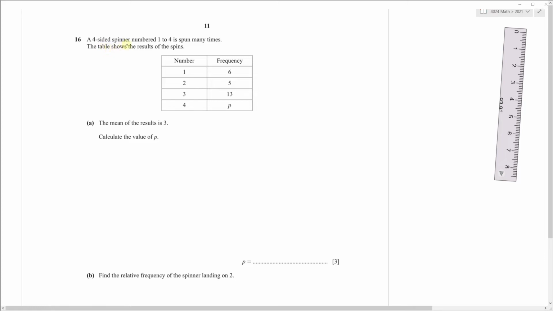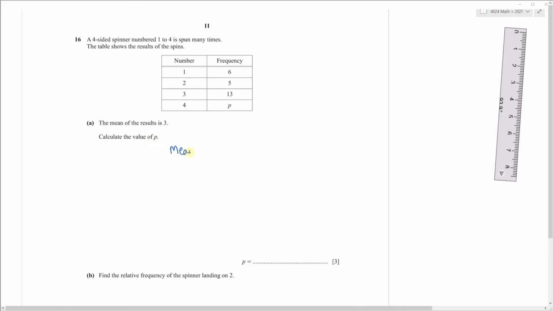Question 16: a four-sided spinner numbered 1 to 4 is spun many times. The table shows the results of the spin. So number 1 came out 6 times, number 2 came out 5 times, and so on. The mean of the results is 3. Calculate the value of P.